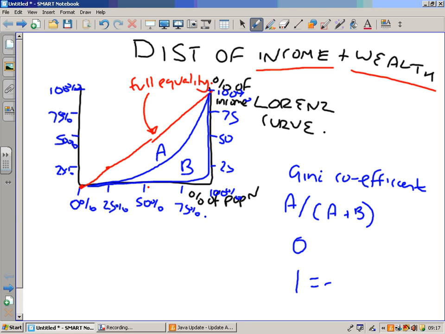1 will show full equality, where everyone earns the same. It's actually on the red line. We get a score of 0, full inequality. So the further our number gets towards 1, the more equality we've got. The further we get towards 0, the more unequal our society is.